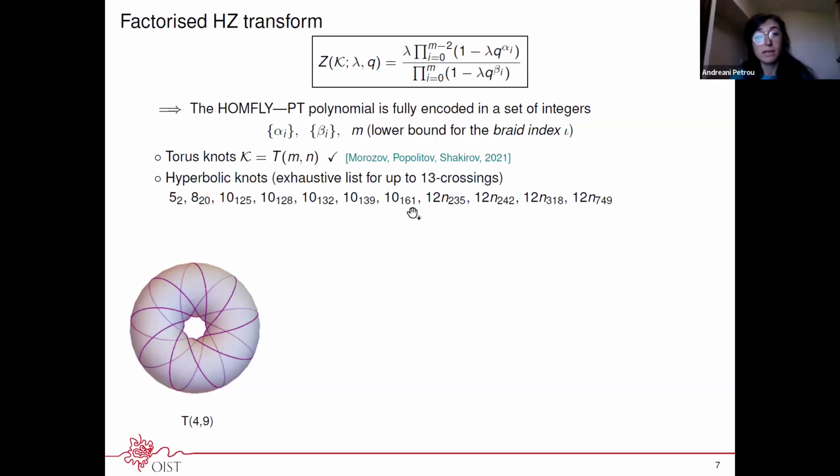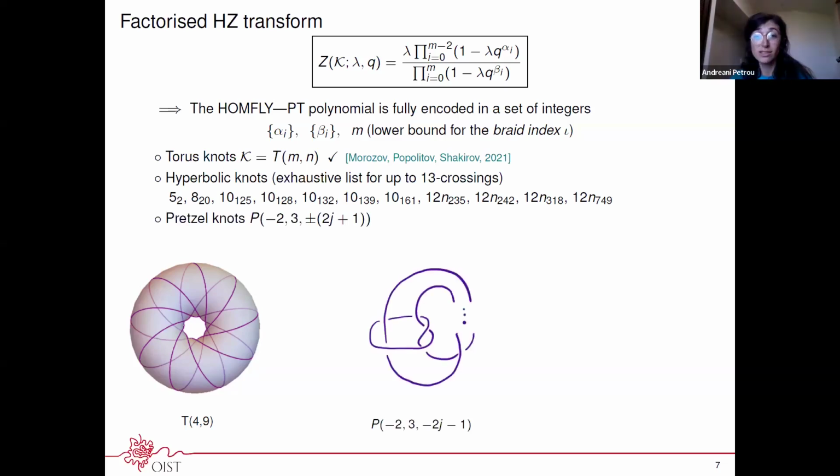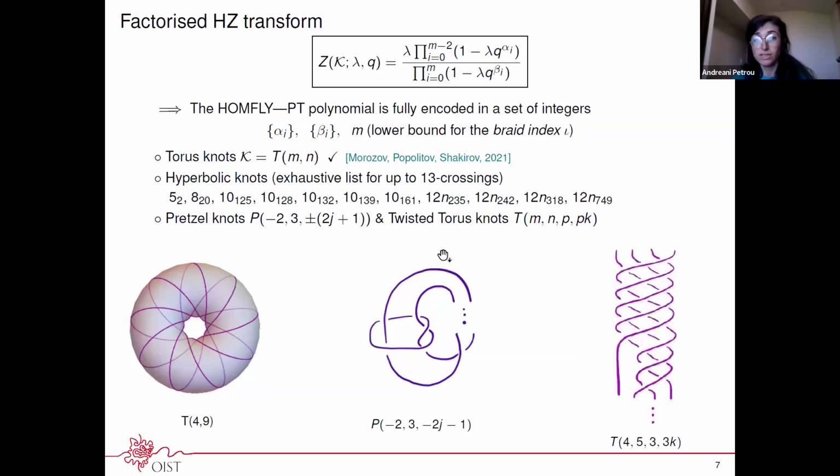And we have been able to find also an exhaustive list, up to 13 crossings, of hyperbolic knots that have this property. So here is our list. It's quite few among the thousands of 13-crossing knots. But in fact, many of them belong to this pretzel family that I draw here. We also found that there are some twisted torus knots that satisfy this property. And what do I mean by that?